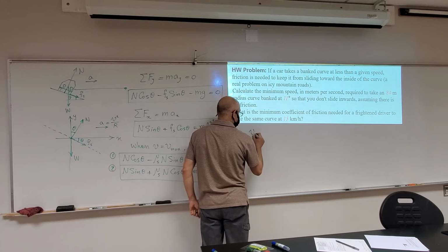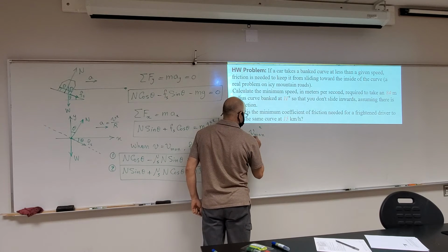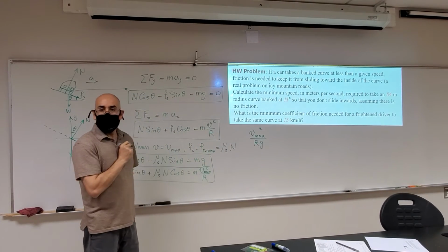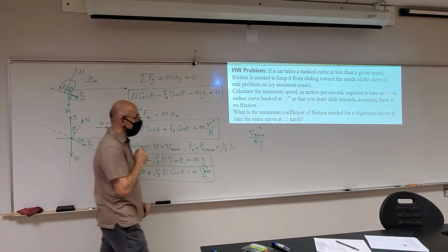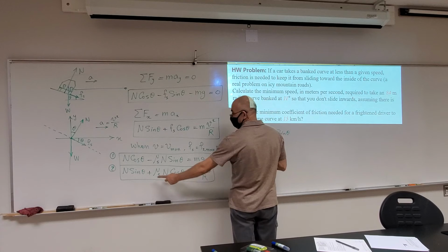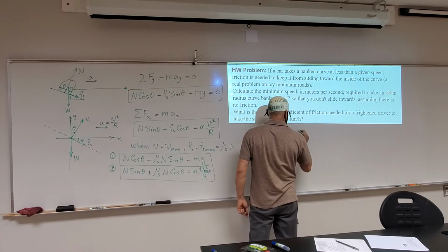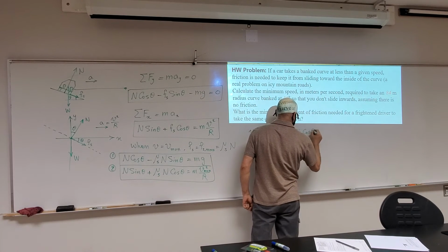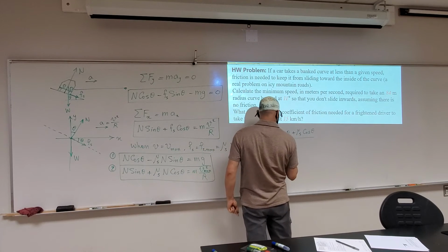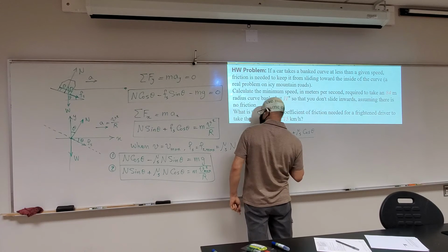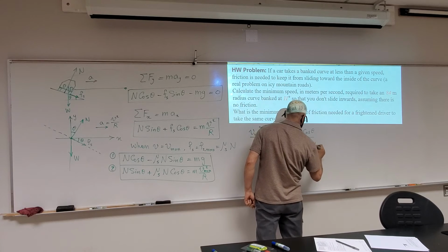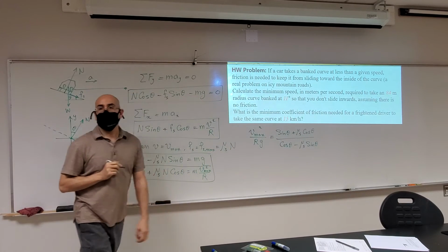So v max squared over r and g on that side. On this side, we get sine theta plus mu s cosine theta divided by cosine theta minus mu s sine theta. Right?